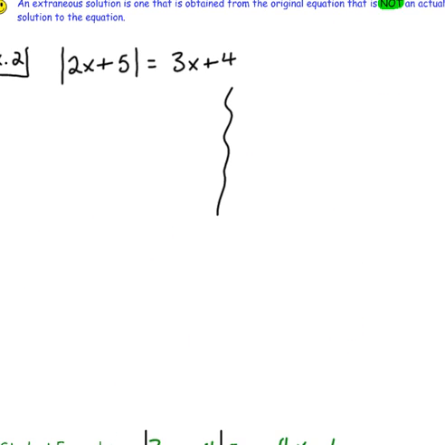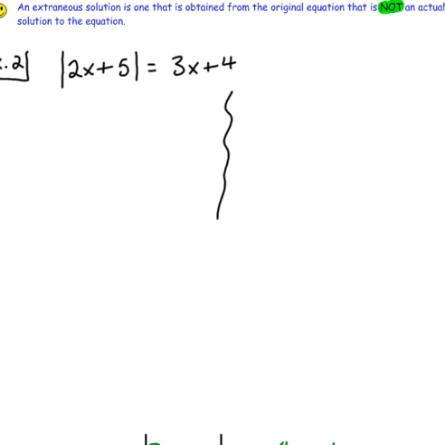But sometimes you'll find a solution that will not work. In that case, you have found what they call an extraneous solution.